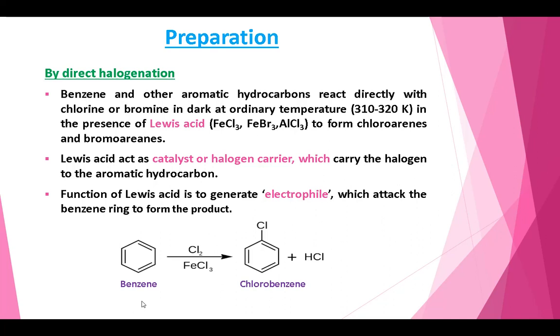First one is, Lewis acid acts as catalyst or halogen carrier, which carries the halogen to the aromatic hydrocarbon. And second reason is that it helps to generate electrophile, which attacks the benzene ring, to form the product. Some examples of Lewis acid are FeCl3, AlCl3, and FeBr3.